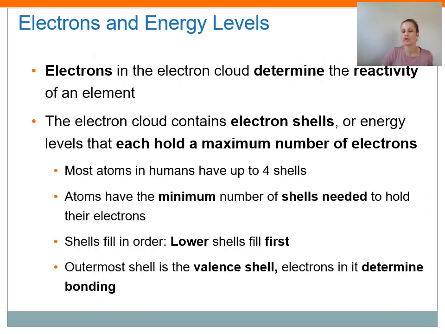Okay, so we're going to spend a little bit more time talking about electrons because electrons are very important in determining how an element behaves or how a molecule behaves. We said that the protons and the neutrons affect the weight or the overall size of the atom, but when you want to know what that atom's actually going to do, you look at the electrons. The electrons floating around in the electron cloud determine the reactivity of an element.